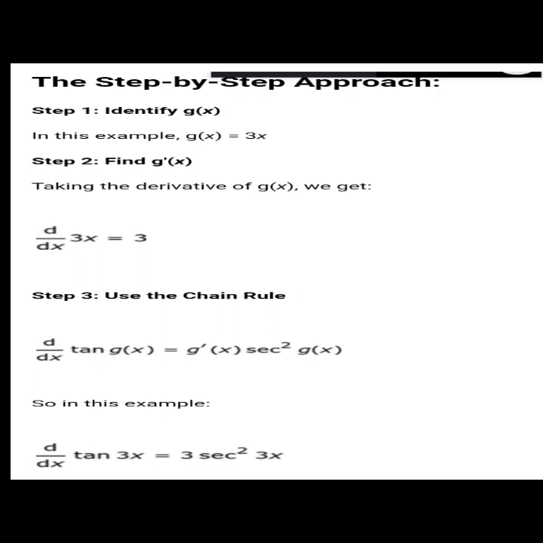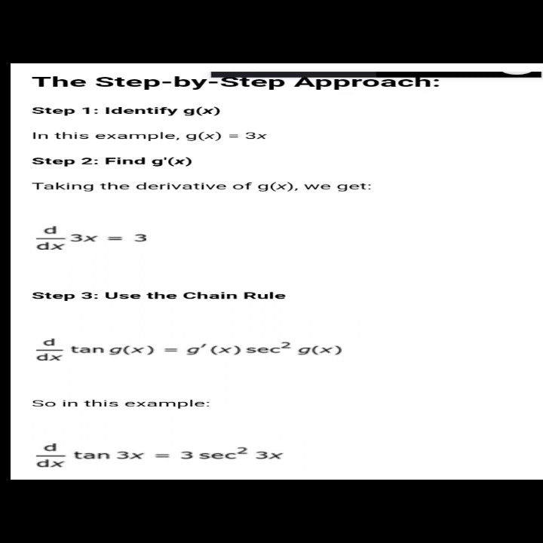So the step-by-step approach. Step 1, identify the function g(x). In this example, the function of x is equal to 3x. Step 2, find the derivative of the function g(x). So taking the derivative of the function, we get d over dx 3x is equal to 3.